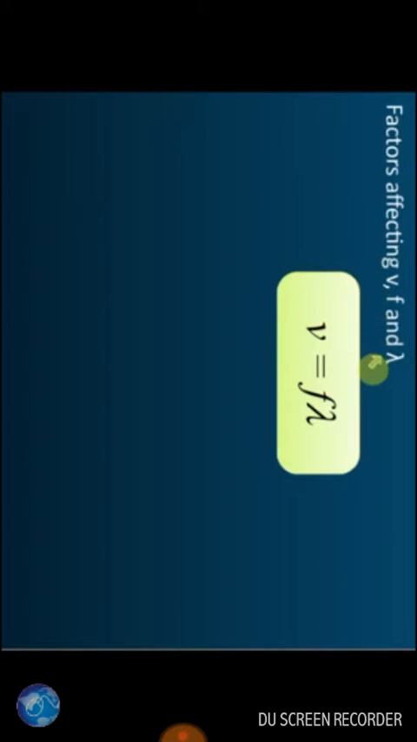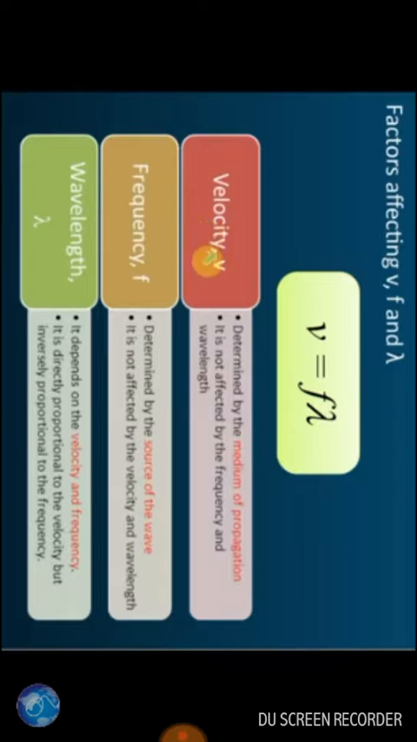Factors affecting V, F, and lambda. What will affect your frequency, what will affect your speed, and what will affect your wavelength? Let's start with the frequency first. Always remember, the frequency of a wave is determined by the source of the wave. It depends on how fast the source vibrates.